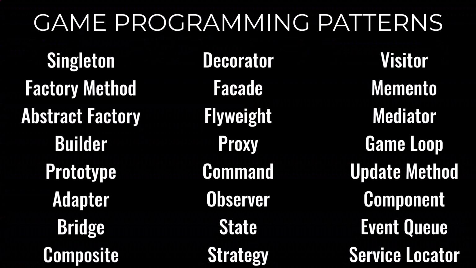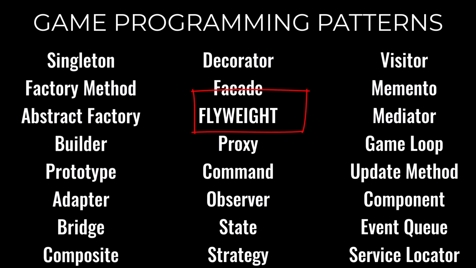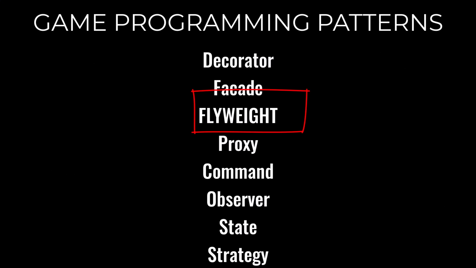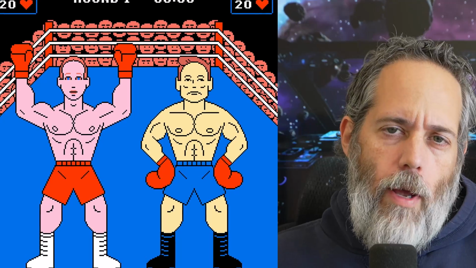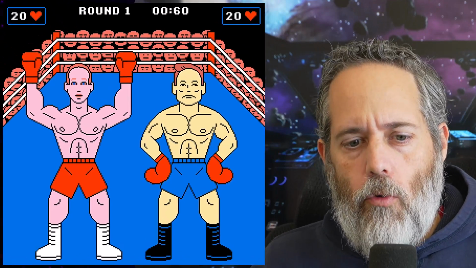Now, let's get started with the patterns. The first pattern we're going to talk about today is the flyweight pattern, which strangely enough gets its name from fighting and boxing. And its goal is to reduce memory waste or minimize our memory usage through reuse.